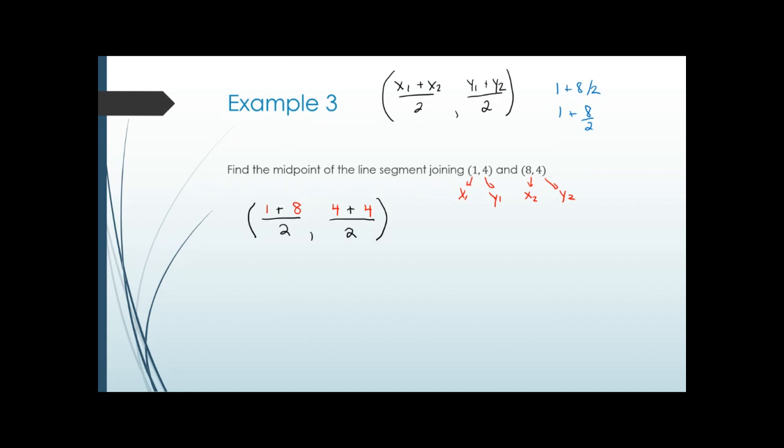So following the order of operations, we need to simplify these fractions, and that means we need to add the numerator. So I'm going to add both of these together, which is simple enough. So that gives me 9 over 2 and 8 over 2. And then you want to reduce if possible. So 9 over 2 does not reduce, so we would leave it as a fraction there. But 8 over 2, that can be reduced to 4, because 8 divided by 2 is 4. So our midpoint is going to be 9 over 2 and 4.